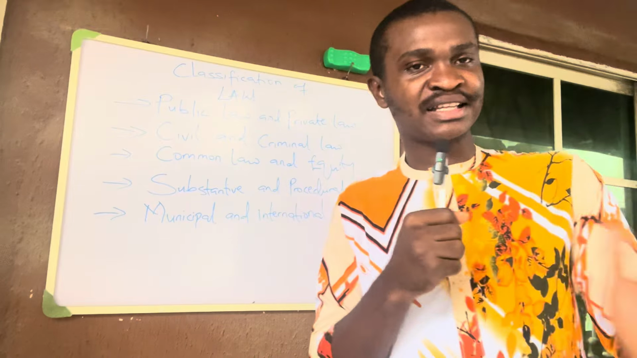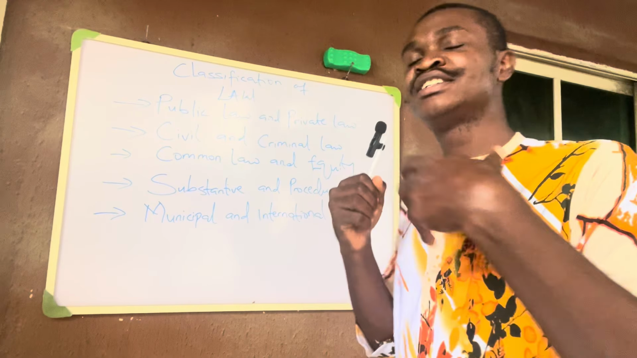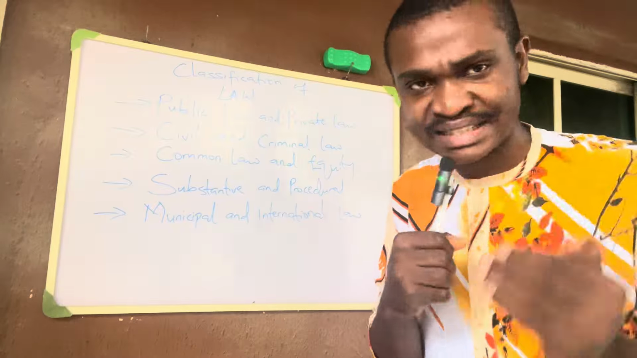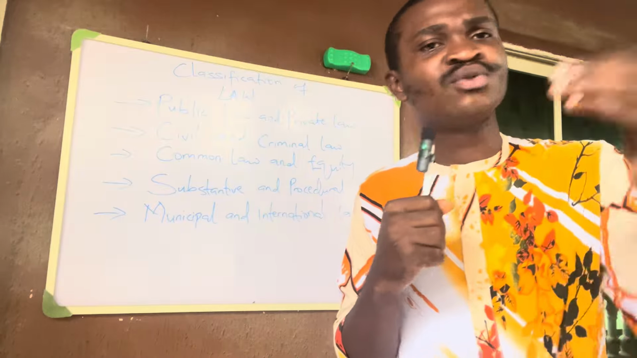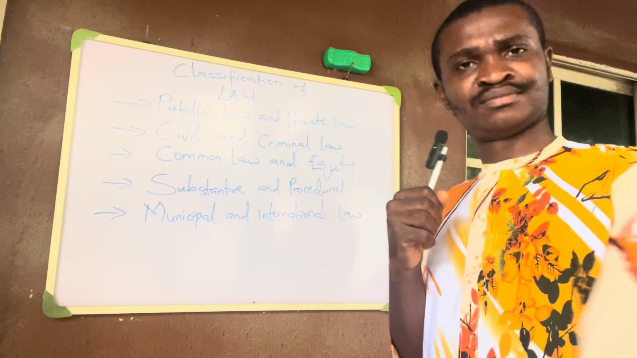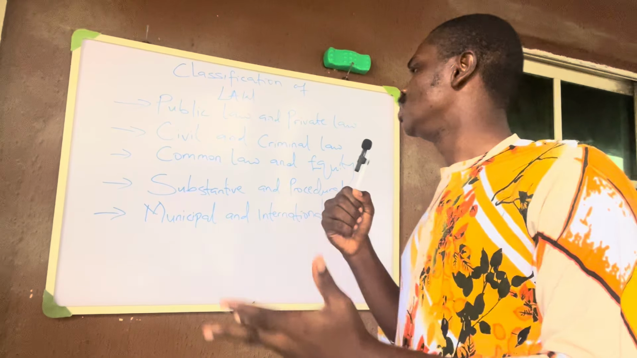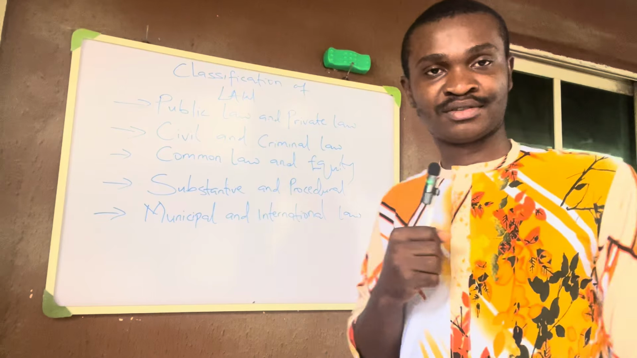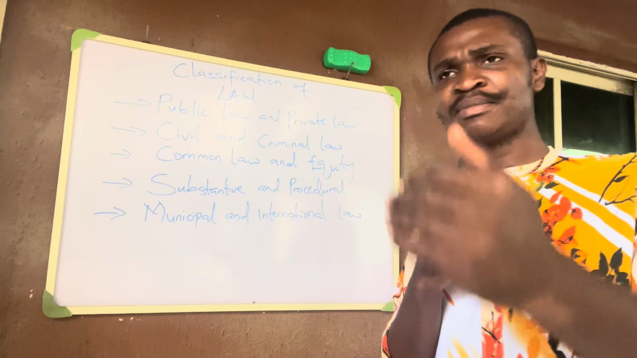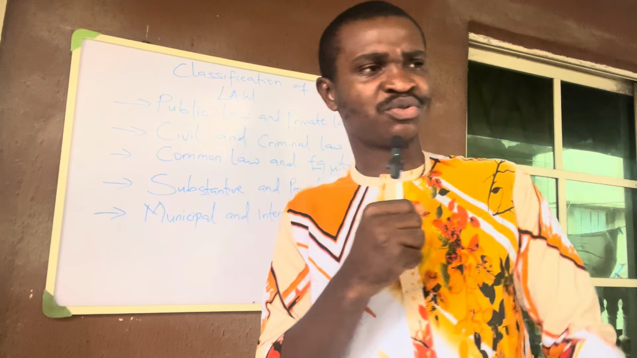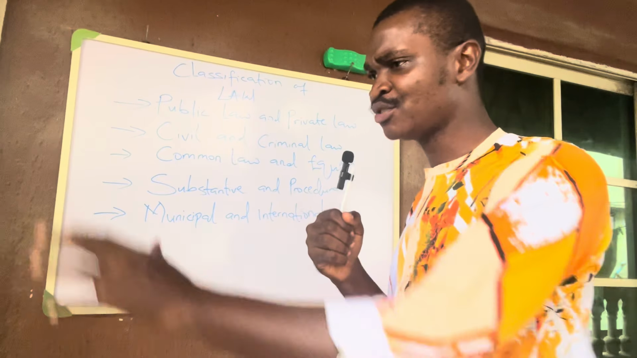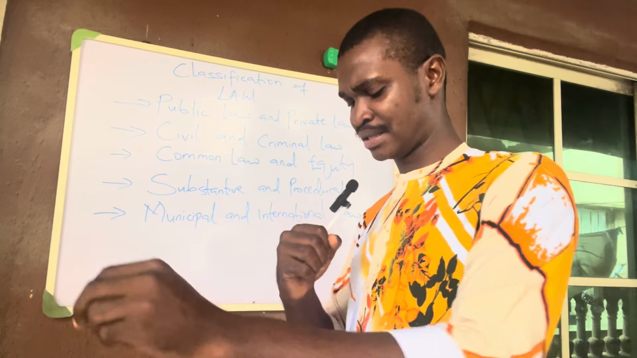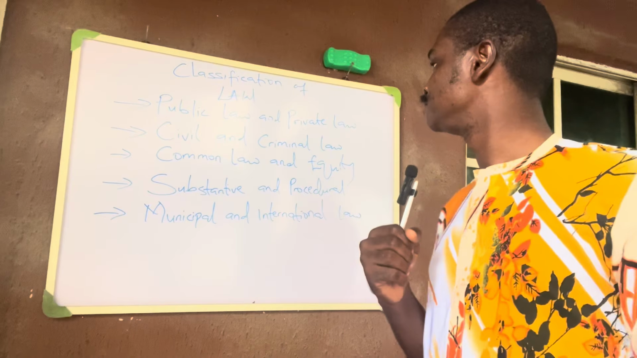Now, private law is the opposite. Private law is now laws that are regulating the relationship between individual and individual, citizen and citizen. So you see laws or topics or courses like law of contract, that talks about, is there a contract existing between these two parties? What are the parameters to measure if there is a contract existing between these two people?